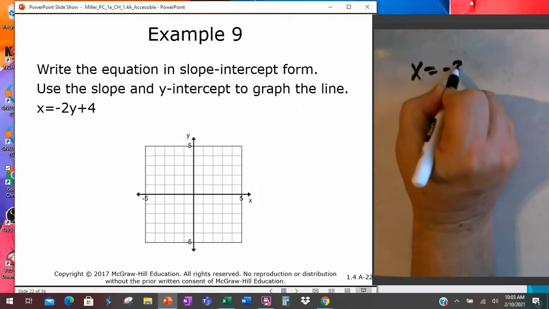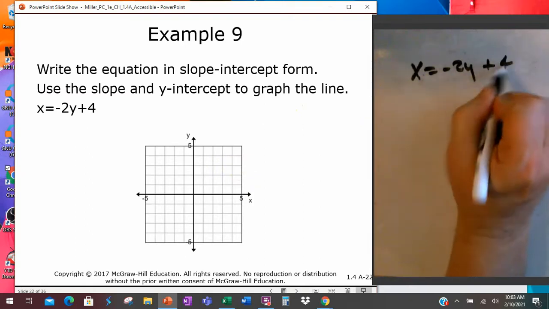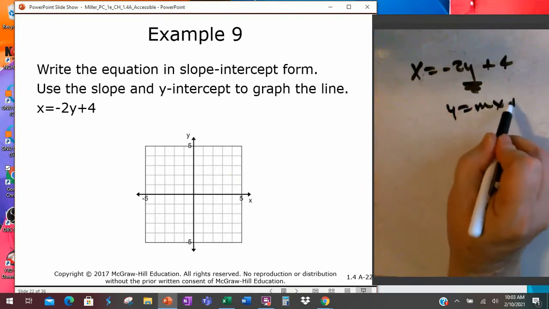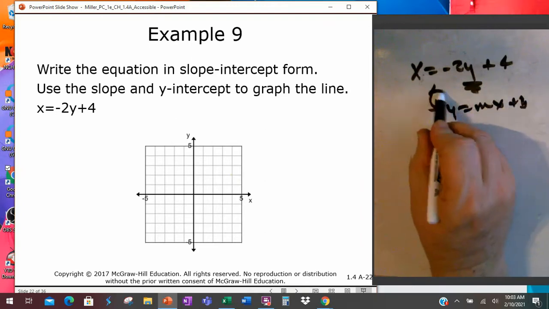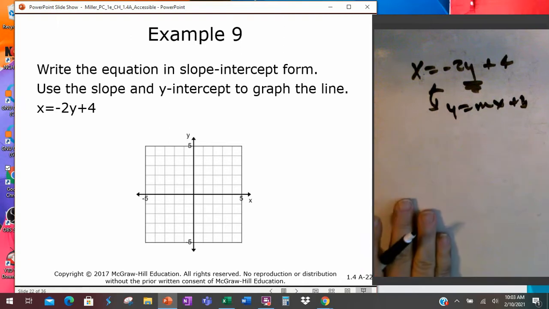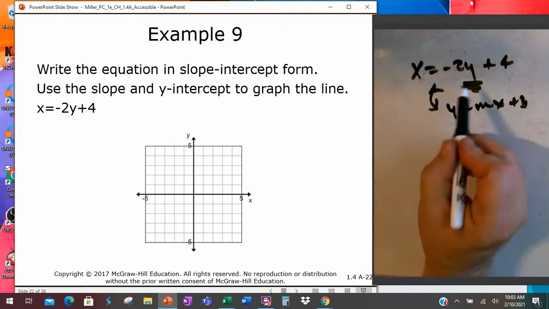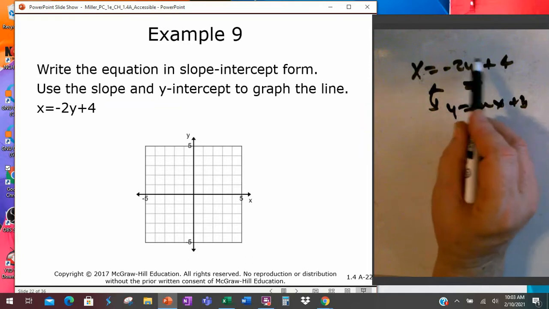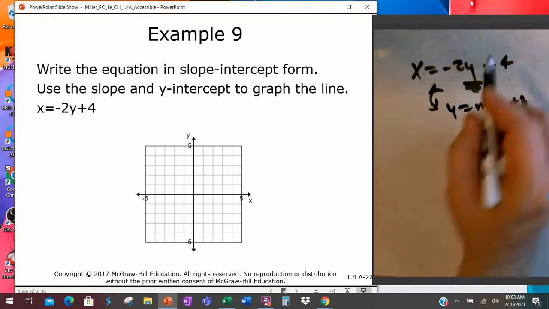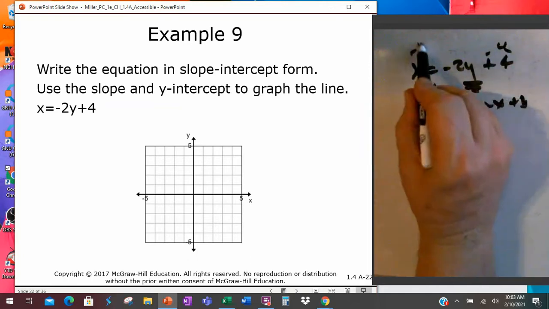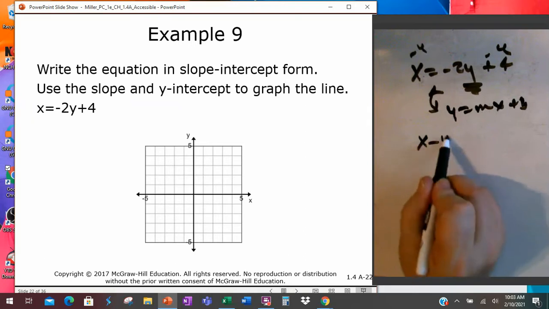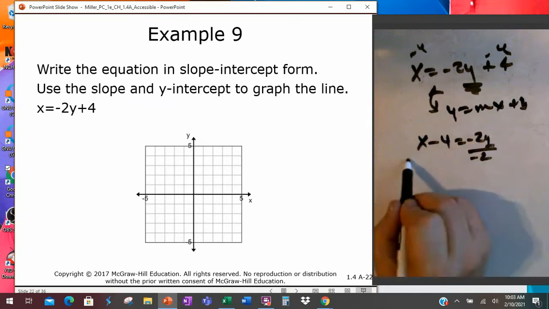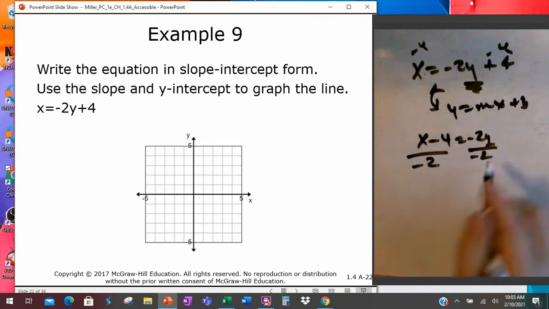X is equal to negative 2y plus 4. I want to solve for y. I want y is equal to mx plus b. So take this, turn it into this form. That's what I want. So I want to solve for y. So leave that alone. Get everything else over on the other side. So x minus 4 is negative 2y. Divide by my negative 2.